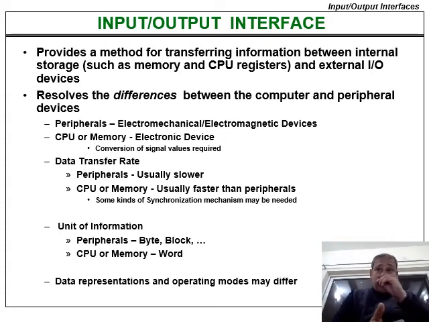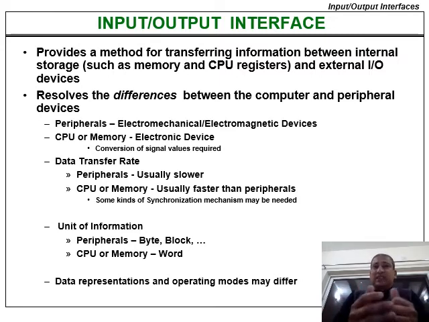Then the data transfer rate. We all know the CPU is quite fast compared to the input and output devices. The CPU transmits or accepts data at a much higher rate, whereas the peripheral devices are quite slow. Another important point is the unit of information. The CPU basically talks in terms of word size, whereas the peripheral devices may communicate in terms of bytes or bits, or even records, tracks, or sectors.